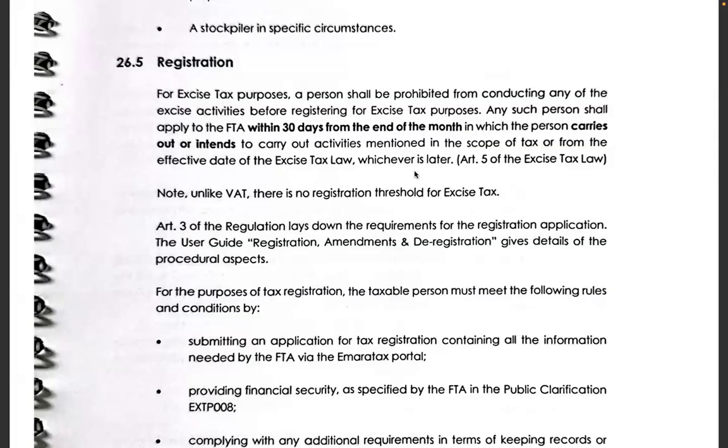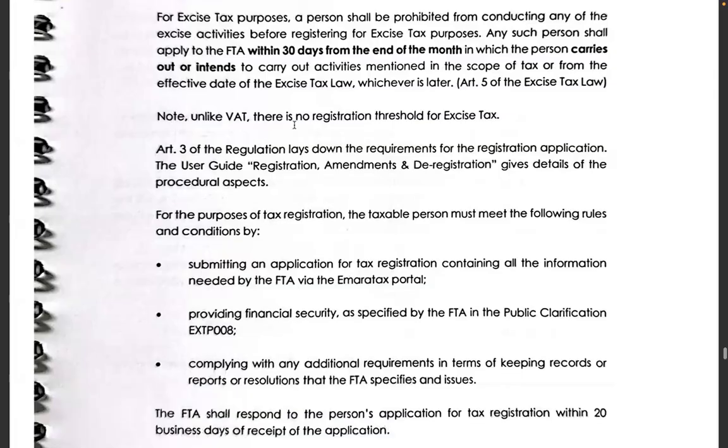So 30 days from the end of the month in which the person carries out or intends to carry out activities mentioned in the scope of tax. So those activities are known as the excise activities. So if someone is conducting those activities or about to conduct those activities, that person must get registered within 30 days from the end of the month in which that person will do those activities.